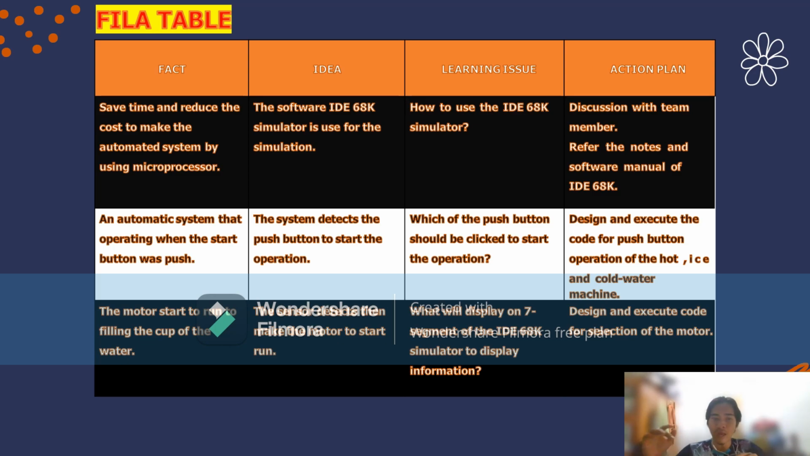Lastly, for the third row, the fact is the motor starts to run to fill the cup with water. For the idea, the sensor detects and then makes the motor start to run. The issue is what will display on the seven segment of the IDE 68K simulator to display information. For the action plan, we have to design and execute the code for the selection motor.